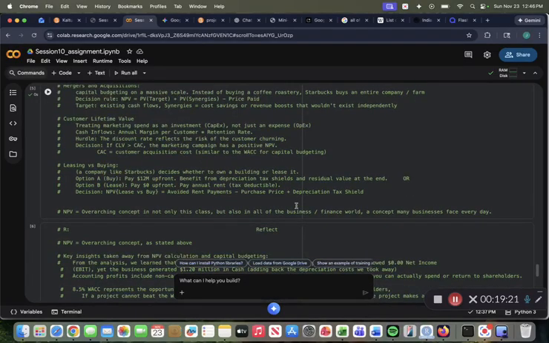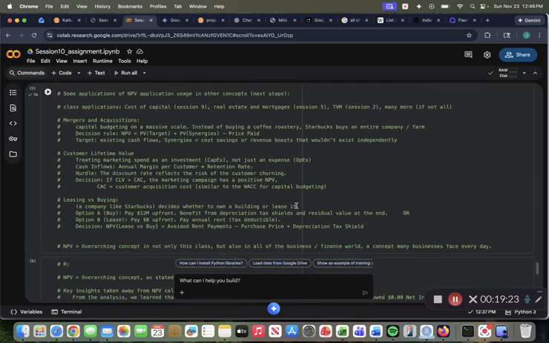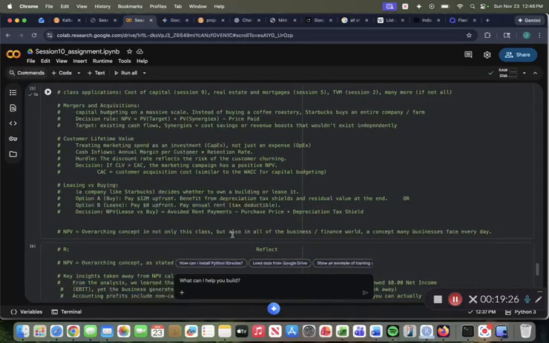And then also looking at leasing versus buying, which goes along with session 5, real estate and mortgages that we talked about a few weeks ago. A company like Starbucks decides whether to own a building or to lease it. So in the case of the roastery, looking at owning or leasing this building, which creates more value for us. We have a couple options. Option A, to buy, pay $12 million up front and benefit from depreciation tax shields and residual value at the end, or to lease the building, pay $0 up front and pay the annual rent, which is tax deductible.